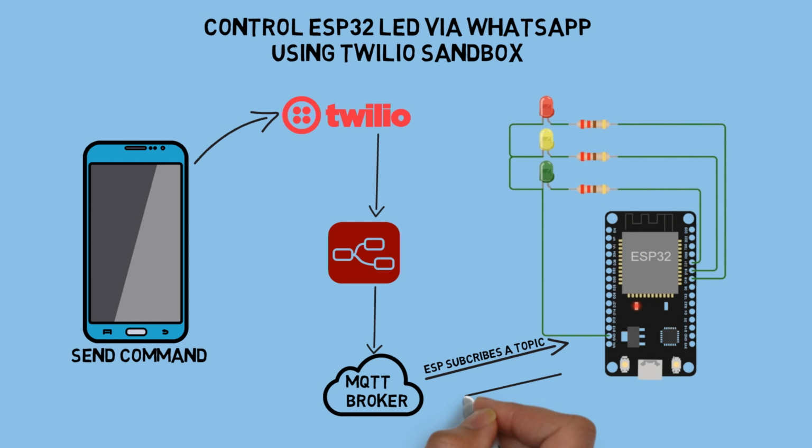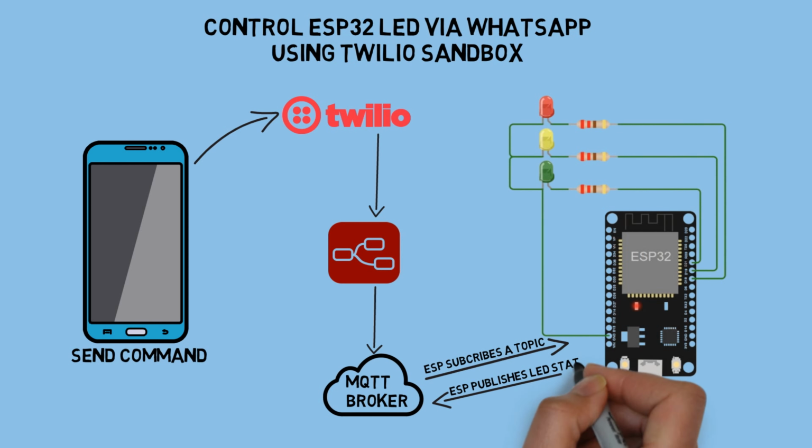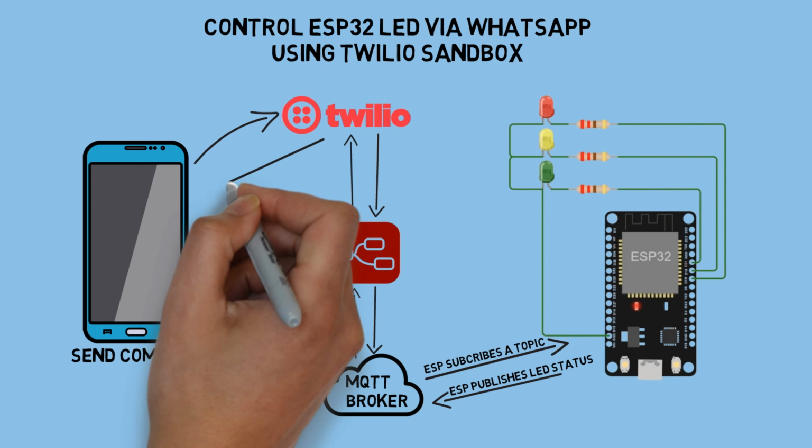Besides acting as a subscriber, the ESP32 will also publish the status of all LEDs to the MQTT broker. Node-RED will then receive this status update and send it back to the sender on WhatsApp via the Twilio Sandbox API.